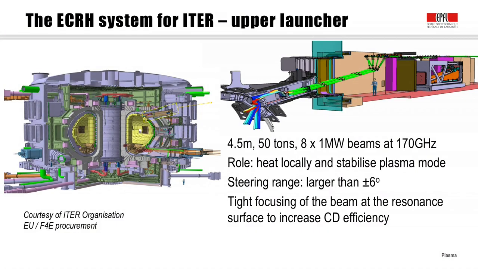And there will be a launcher from the top of the device, referred to as the upper launcher, which is being developed in a European context. And that launcher, which in TCV would be about a meter long, in this case is almost 5 meters long, something that weighs 50 tons, and it has to pass 8 times 1 megawatt beam at, again, the electron cyclotron frequency for ITER core, which is about 170 gigahertz.